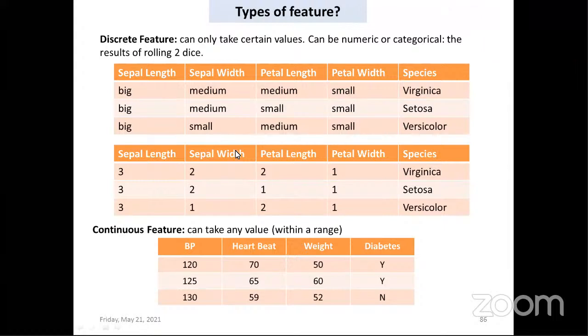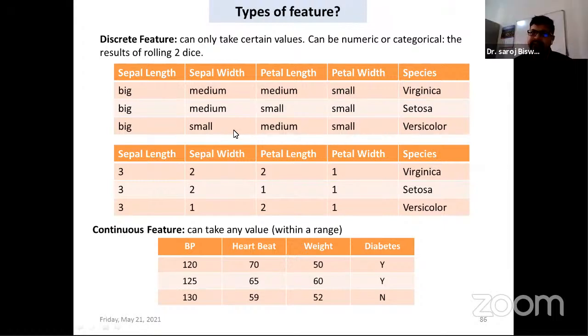Whenever the features are represented like that, we can say these are discrete features, because in machine learning we have certain algorithms where we use only discrete features to train the model. And now here we have the continuous feature.